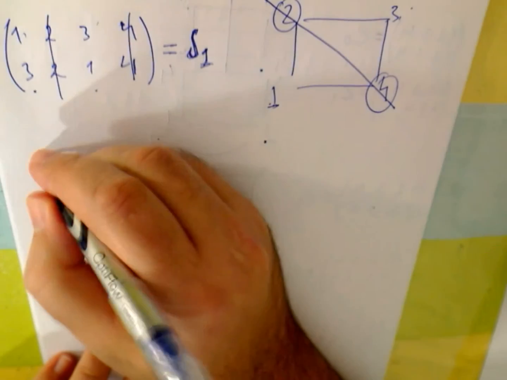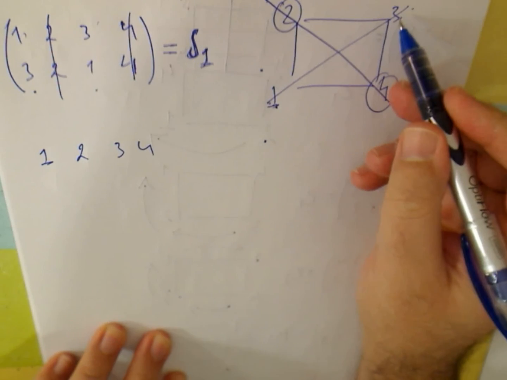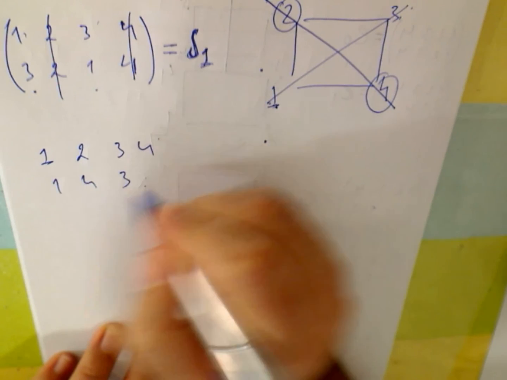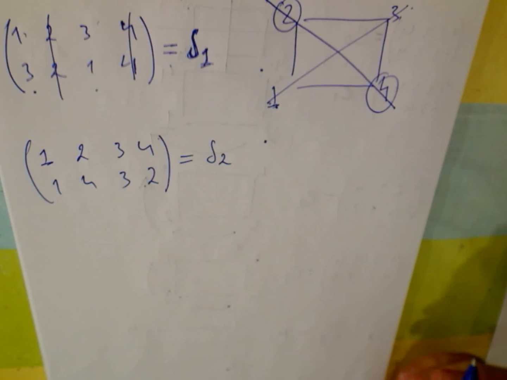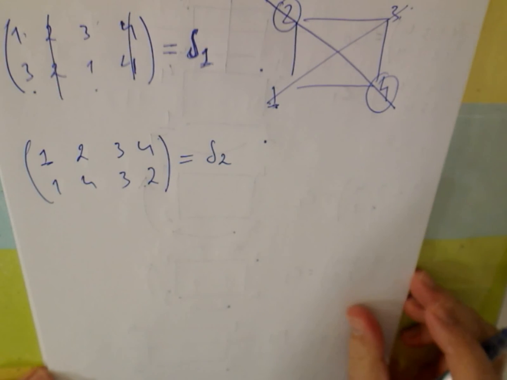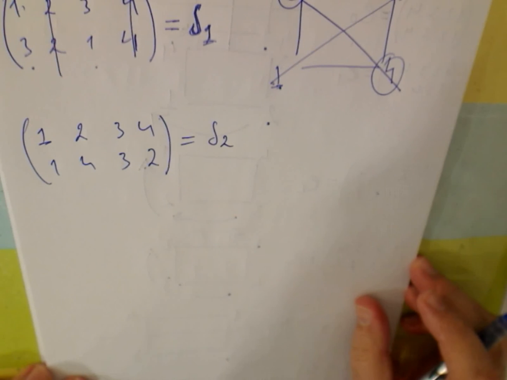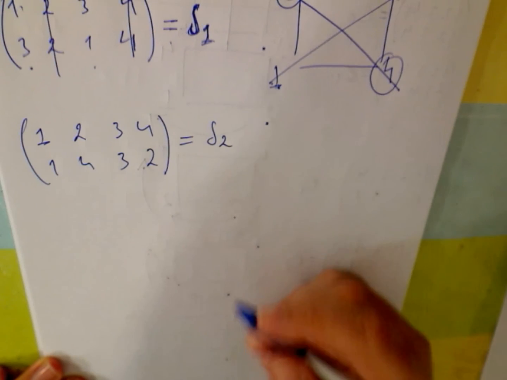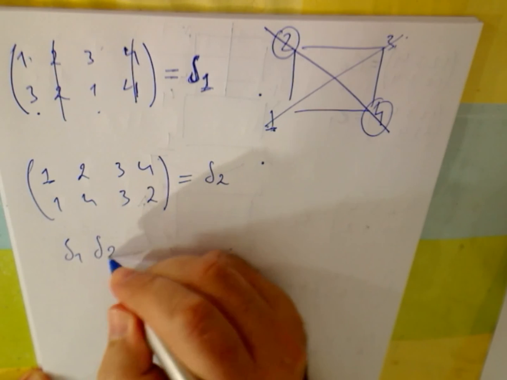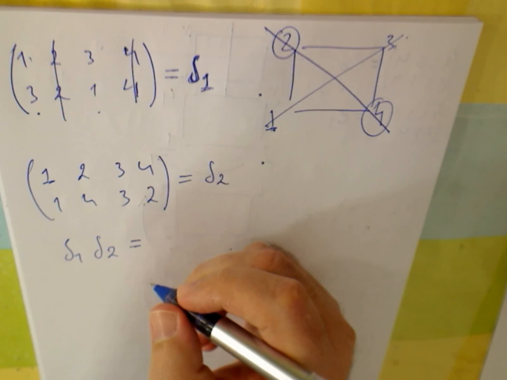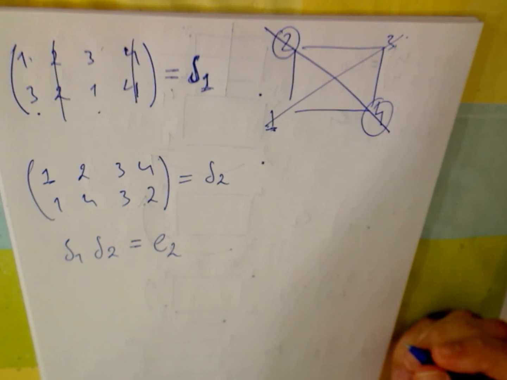The last one will be this line, obviously. 1, 2, 3, 4, where I keep 1 and I keep 3. So 2 goes to 4 and 4 goes to 2. And that will be delta 2. I'm not going to even show it. You can go and check that if I do delta 1 times delta 2, we'll get R2.